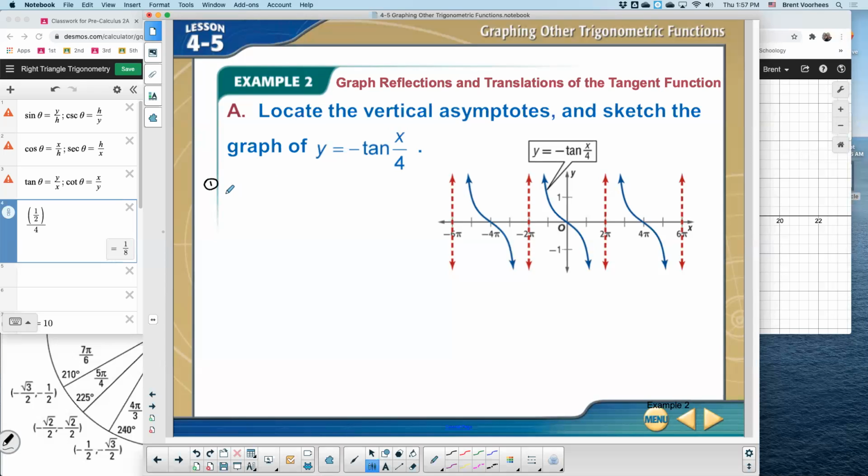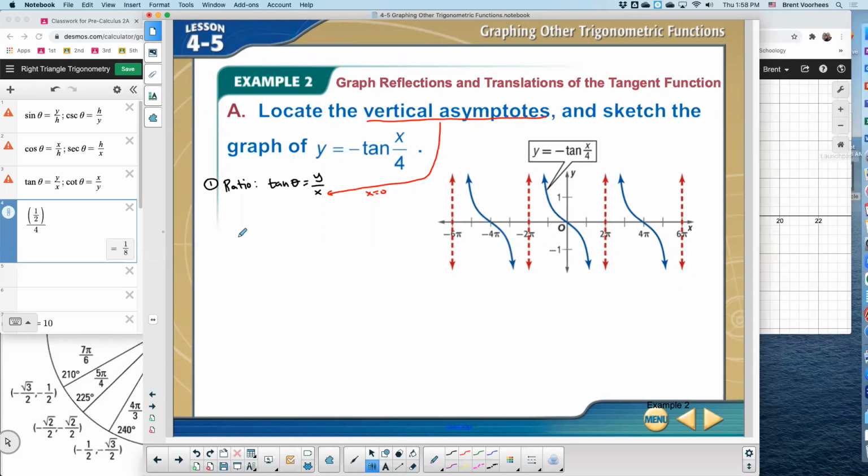Number 1. What was step number 1? Find the ratio of your trig function, which in this case is tangent. Tangent's ratio is y over x. Go ahead and just say it. It's y over x. Okay. If we're finding a vertical asymptote, what does that have to do with the ratio? What creates a vertical asymptote? X equals 0. Dividing by 0. That's right. So we want to search for when x equals 0. That's what I'm looking for.